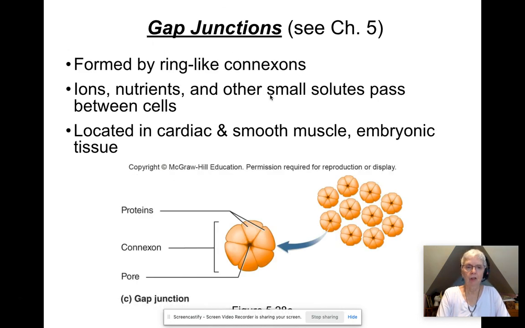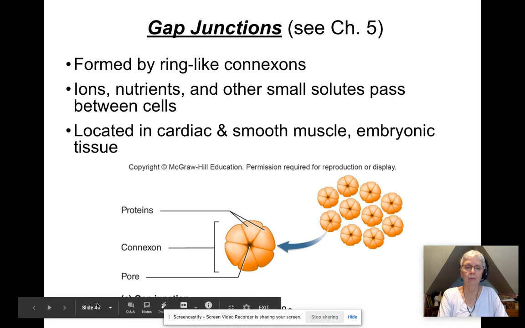Now, gap junctions, on the other hand, are ring-like, and they allow ions, nutrients, and other small solutes to pass between cells. They are located in your cardiac and smooth muscle, as well as embryonic tissue.